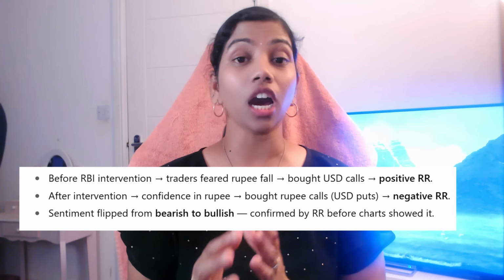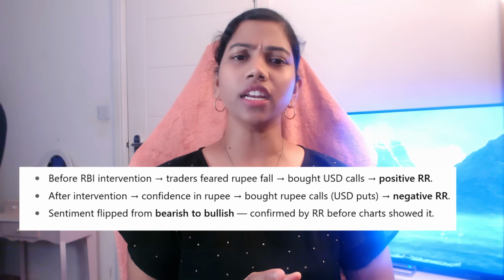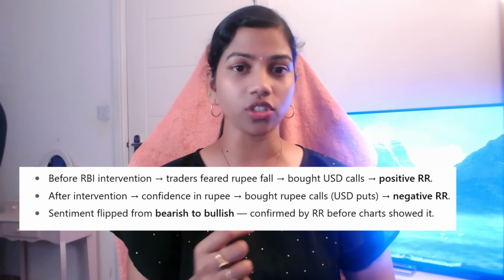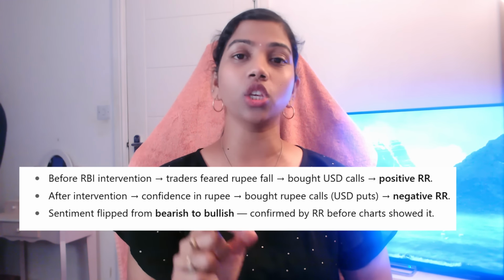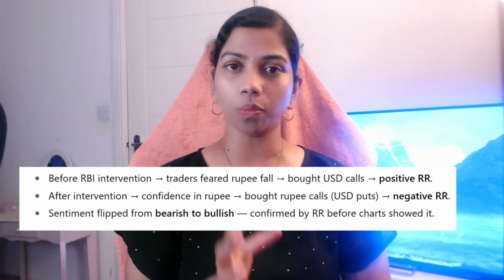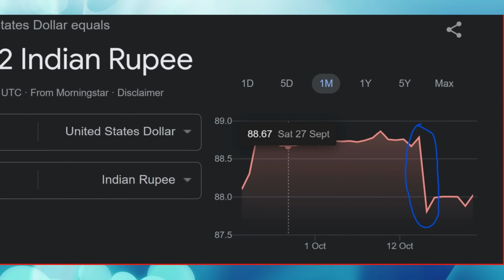But after RBI's strong intervention, sentiment changed completely. Traders became more confident that the rupee would stabilize or even strengthen. So demand shifted to rupee calls, which is the same as USD puts. Hence, the risk reversal flipped negative, rupee calls became more expensive. So, just by looking at risk reversal, we could see the complete shift in market sentiment from bearish to bullish on the rupee without even looking at the USDINR chart.